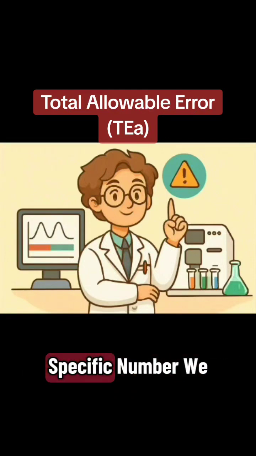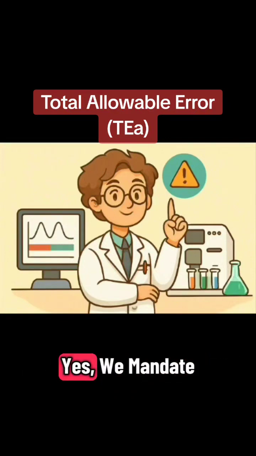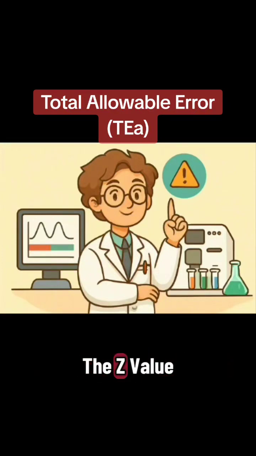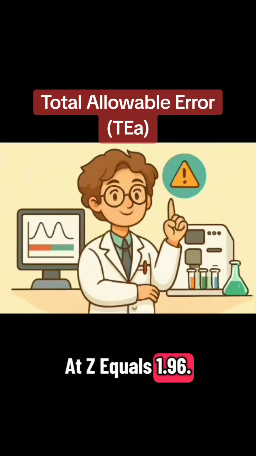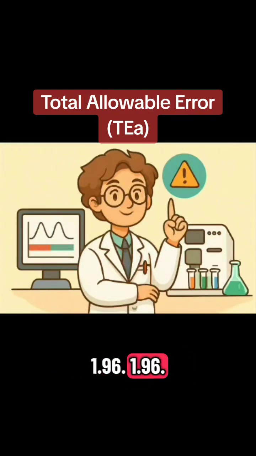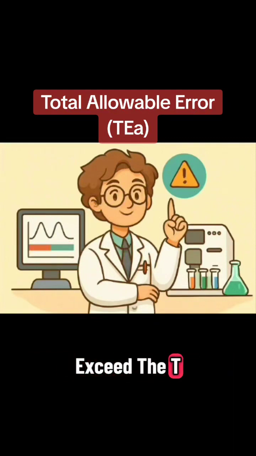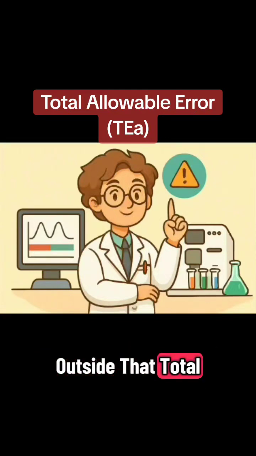And there's a specific number we need to use. For clinical quality, yes. We mandate 95% confidence. And to get that level of confidence, the Z value must be set at Z equals 1.96. 1.96. That number is statistically derived to ensure that there's a 95% probability that the error you see in the future won't exceed the TE you've calculated. So using 1.96 is basically a mathematical guarantee. It means only 5% of future measurements might fall outside that total error limit we calculate.